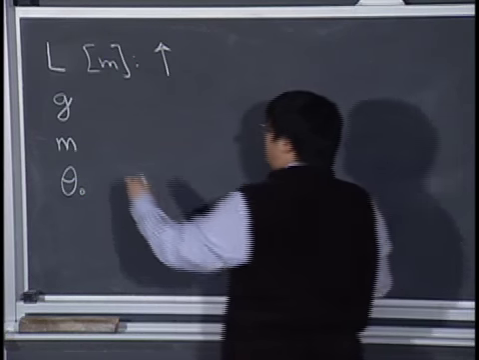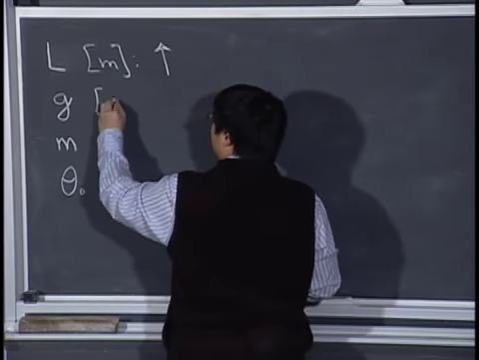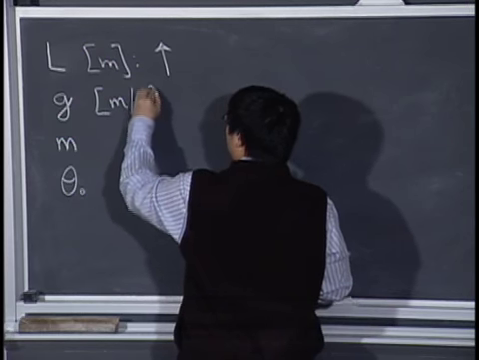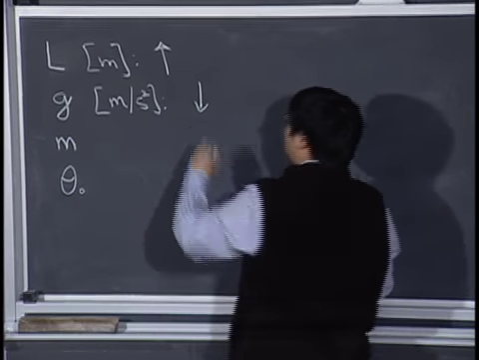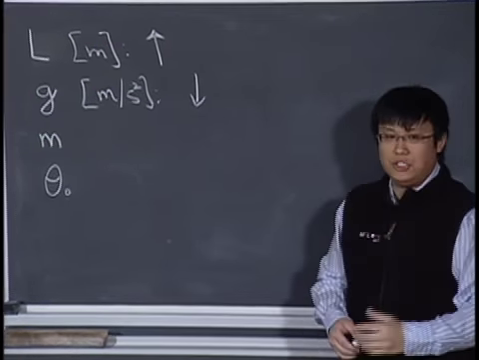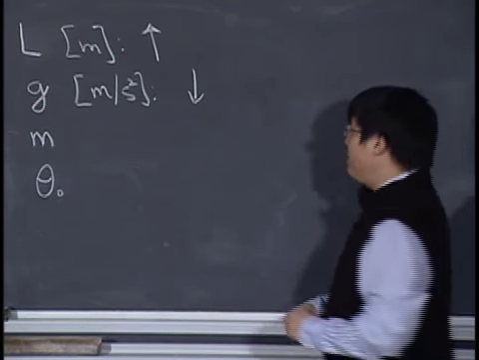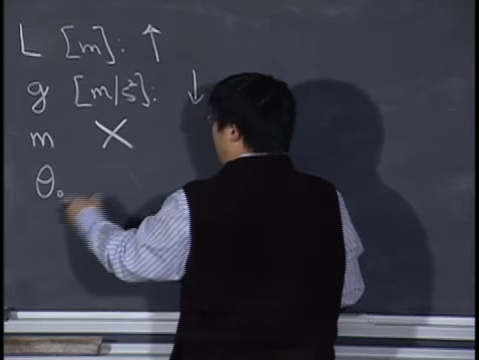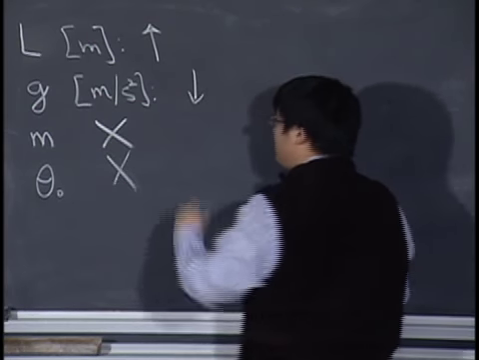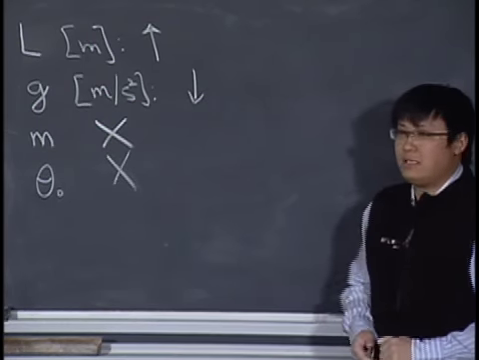The gravitational acceleration g, which has units of meters per second squared, we know that the oscillation period depends negatively on it. So as g increases, the oscillation period will decrease. And we know that mass and the initial amplitude do not affect the oscillation period at all.